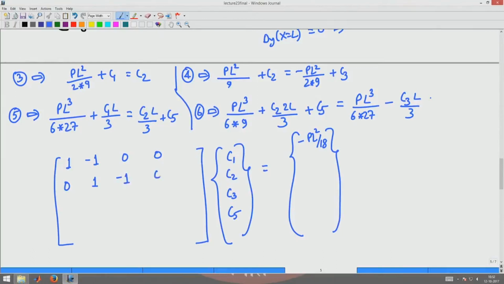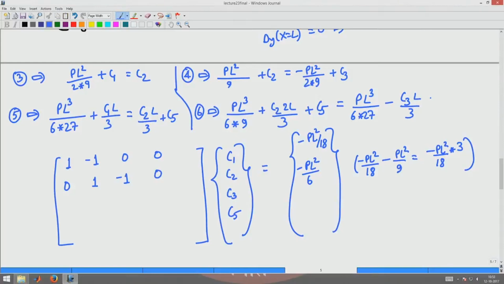C5 is not there, so that is 0, and that should be equal to PL square by 6 minus, because I have minus PL square by 18 minus PL square by 9. This will be minus PL square by 18 into 3 into 3 by 18. So, that will be PL square by 6.